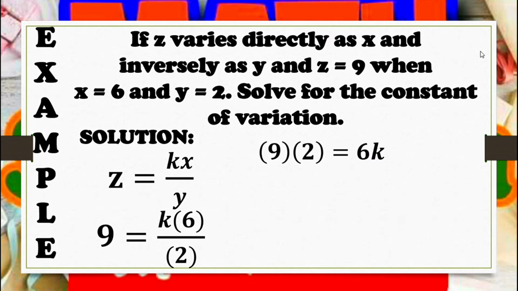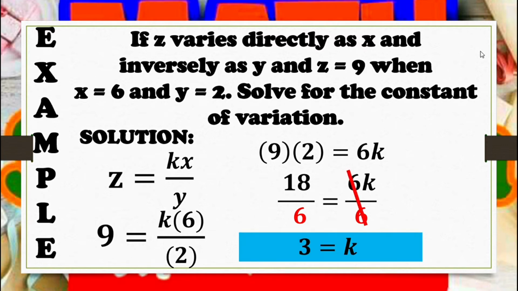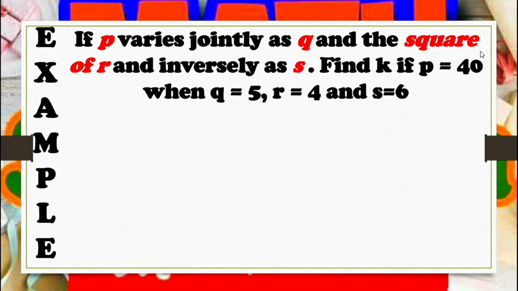So to simplify, we have 18 is equal to 6k. Since we are solving for k, we will divide both sides of the equation by 6. To simplify, 18 all over 6 is equal to 3. So we have 3 is equal to our constant of variation. Let's have our second example.